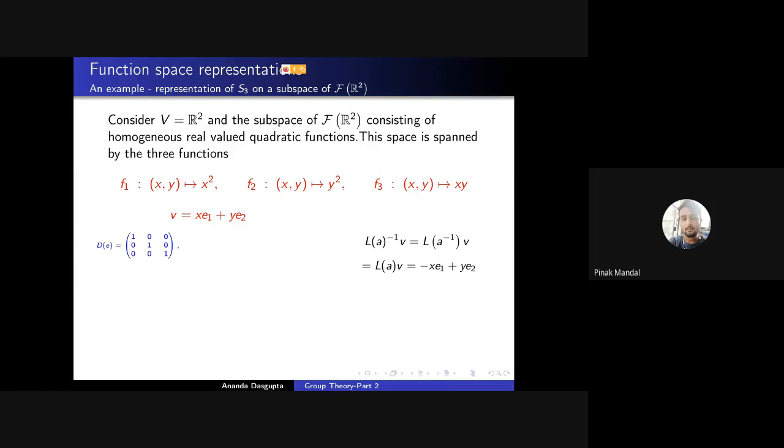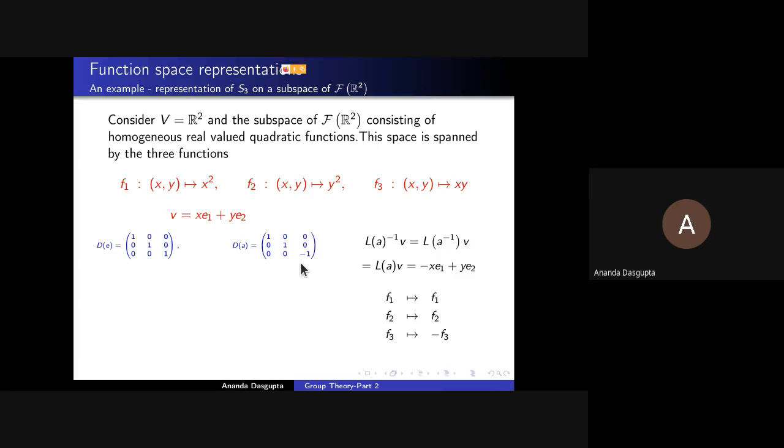Only F3 will be minus F3. F1 and F2 will stay the same, and F3 will become minus F3. F1 will stay the same because, of course, minus X whole square is the same as X square. F2 stays the same because Y square is, of course, Y square. F3 changes sign. So the matrix representation here is not the identity matrix, it is this with a minus 1 here.